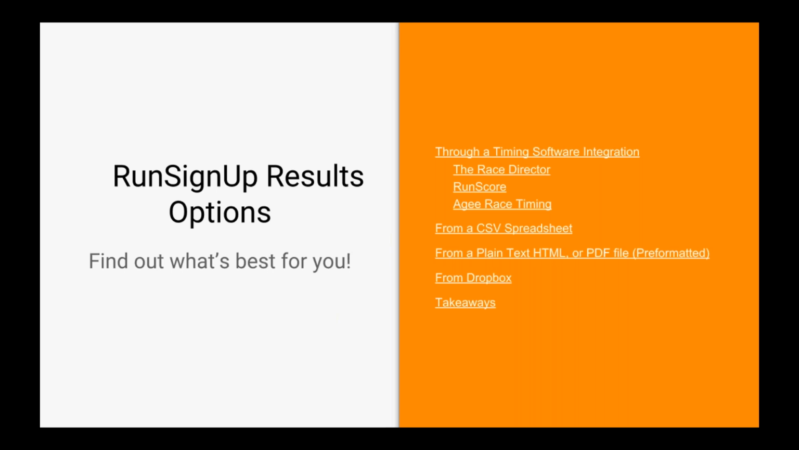The other 3 options are from a CSV spreadsheet, where you can map those columns into RunSignUp's database, and the results will look great. They'll look just as if you had uploaded them from a timing software integration, and we'll go through that some more too. We also offer the ability to upload a plain text, an HTML file, or a PDF file, which we call preformatted results. Those are really handy for fast results, getting things up there that might not be in a format that would otherwise be uploadable via spreadsheet.